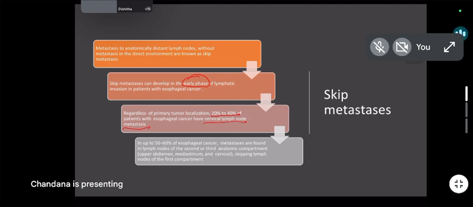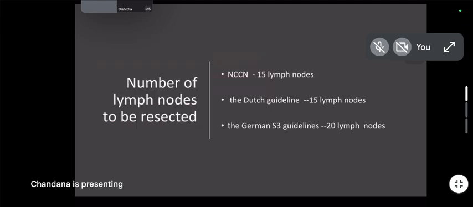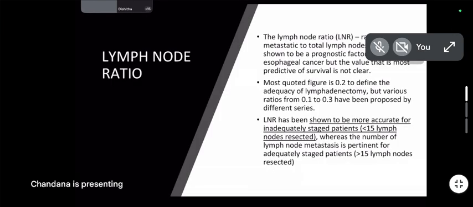lymph node. In up to 50 to 60% of esophageal cancer, metastases are found in lymph nodes of the second or third anatomical compartment, skipping the lymph nodes of the first compartment. And number of lymph nodes, we all know that NCCN says 15 nodes and Dutch guidelines also say 15 nodes, but German S3 guidelines tell 20 lymph nodes should be removed.